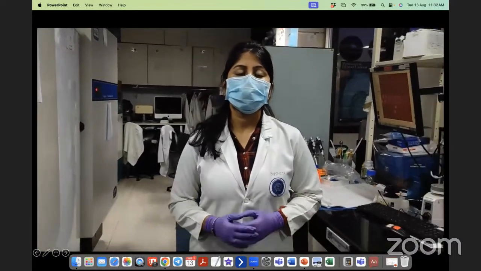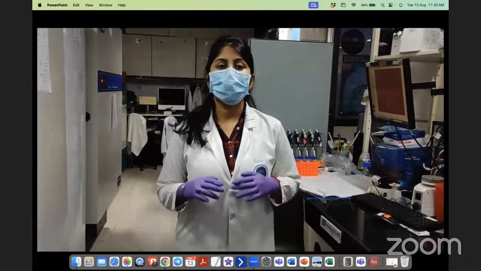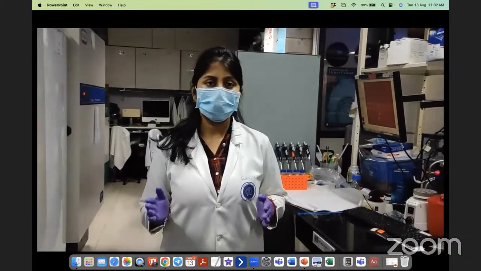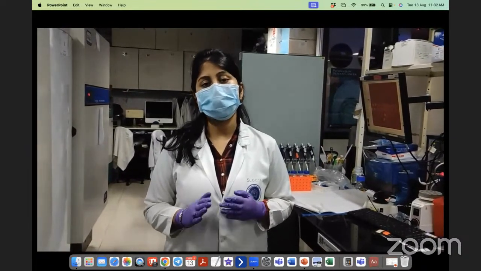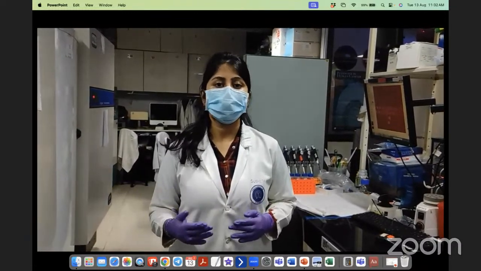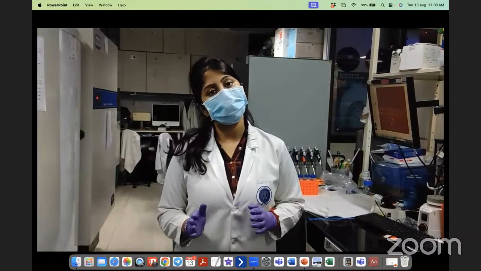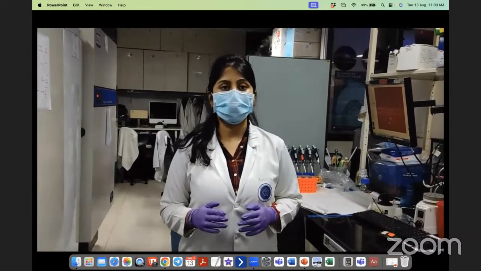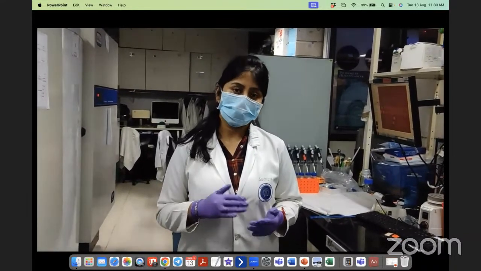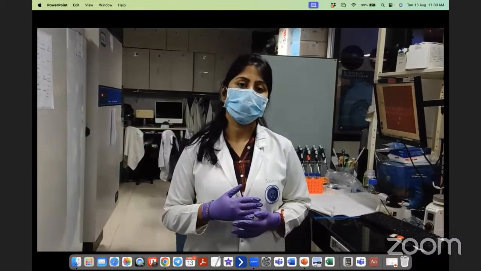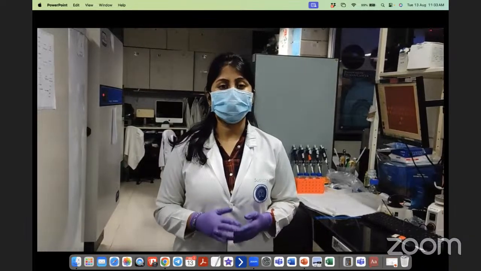Bradford reagent exists in two different forms. When it is unbound, it is brown in color, and when it binds to protein, it becomes blue in color. So the intensity of the blue color is directly proportional to the amount of protein present in the given sample. It is based on the absorbance shift, which from unbound form to bound form changes from 465 nanometer to 595 nanometer. So absorbance should be taken at 595 nanometer.